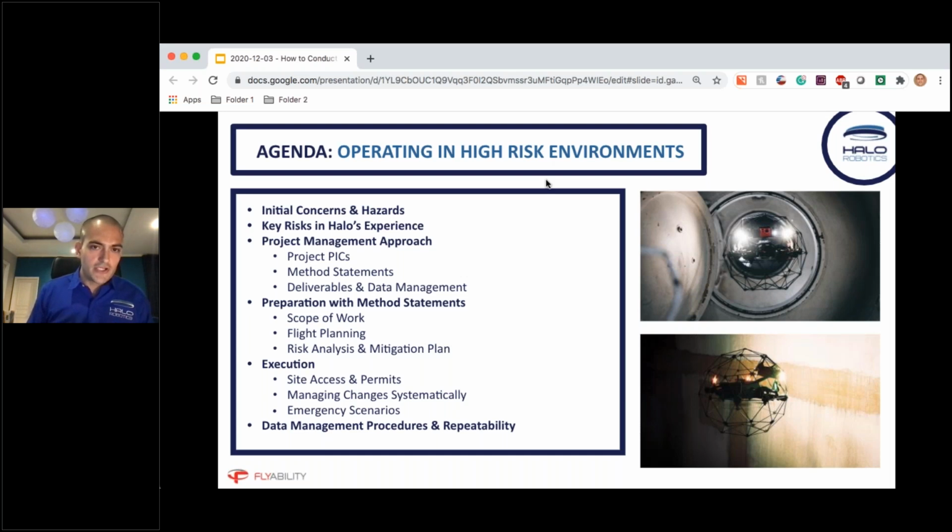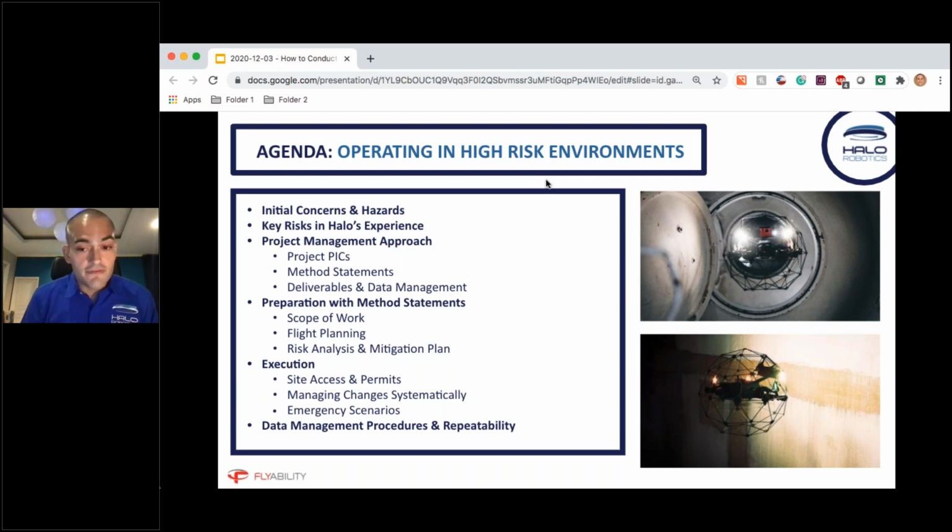And when we talk about a project management approach, what does that really involve? In terms of the preparation and the method statement, let's get into it and look at what a method statement is and how we use it, preparing and also managing change during an operation. And then some of the other risks that we typically encounter while we actually do operations.